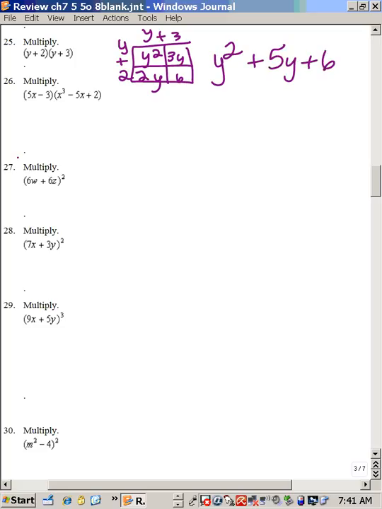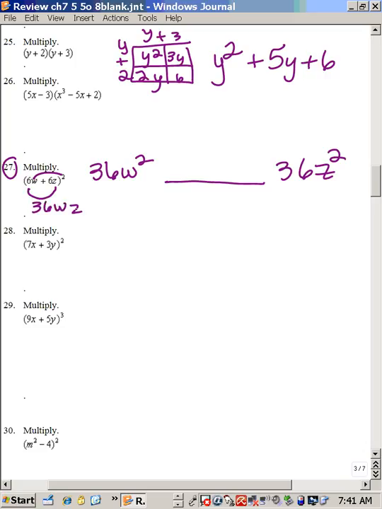27, this is a double stuffed Oreo problem. So our shortcut is to square the first, 36w squared. Square the last, skip the creamy filling, square the last, that gives me 36z squared. Multiply 6 times 6, that's 36wz. And then I need to double that, which makes 72wz.